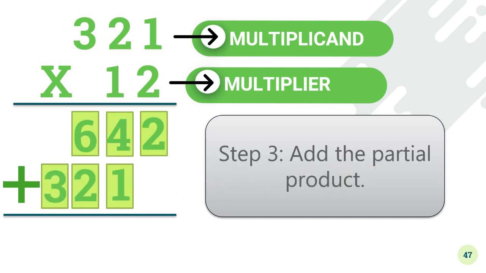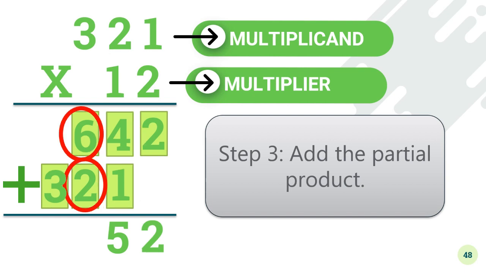Step 3. Add the partial products. We will just bring down 2. Then, 4 plus 1 is equal to 5. 6 plus 2 is equal to 8. Then, bring down 3. Therefore, 321 times 12 is equal to 3,852.